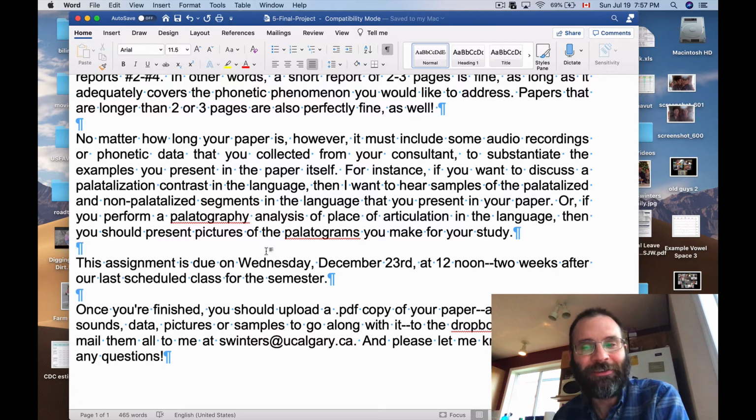And I'm going to try to post these guidelines early so that you can be thinking about this basically well throughout the semester. Once you're finished, you should upload a PDF copy of your paper and the recorded sounds, data, pictures, or samples to go along with it to the Dropbox on D2L, or email them all to me at swinters@ucalgary.ca as usual, and please let me know if you have any questions.